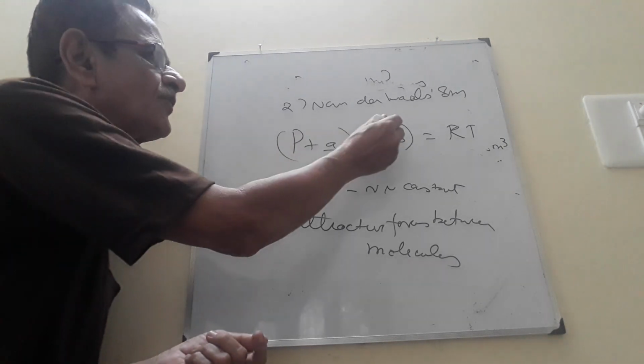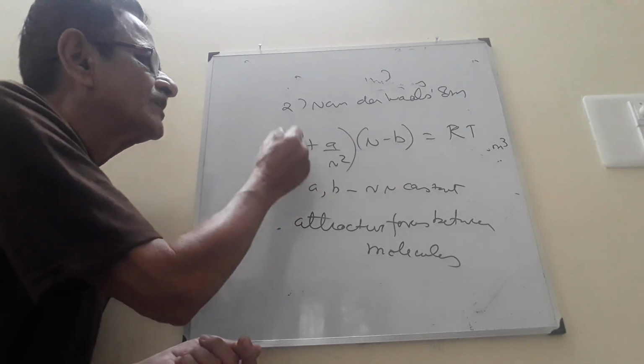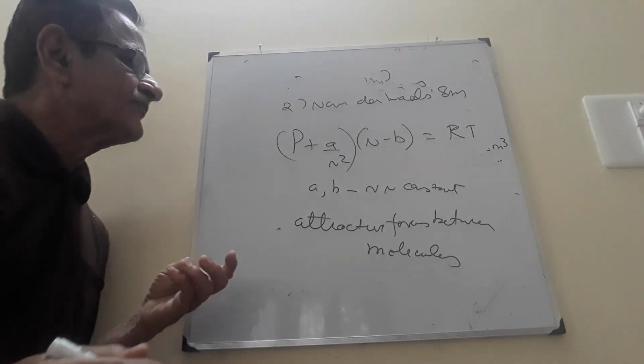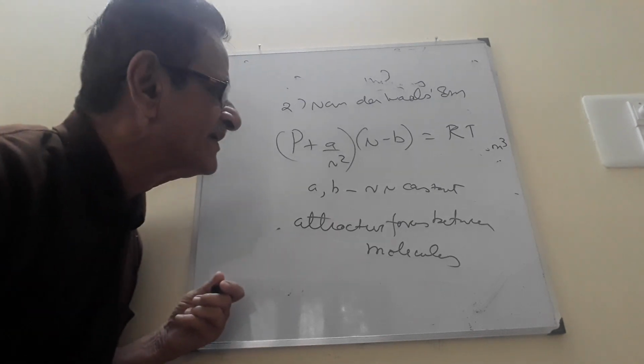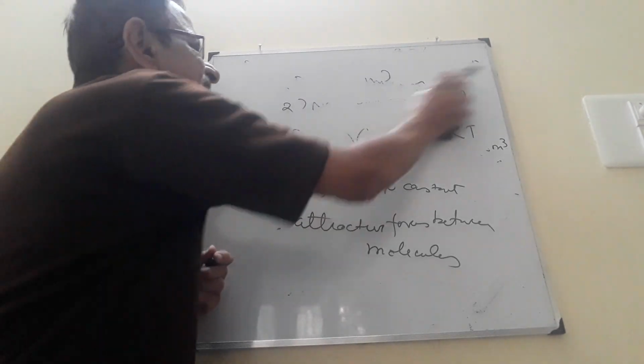If A and B are 0, what do you get? A equals 0, B equals 0, you get PV equal to RT. That is the ideal gas law. So, if the van der Waals constants A and B are 0, you get the ideal gas law. Now, the third equation of state.